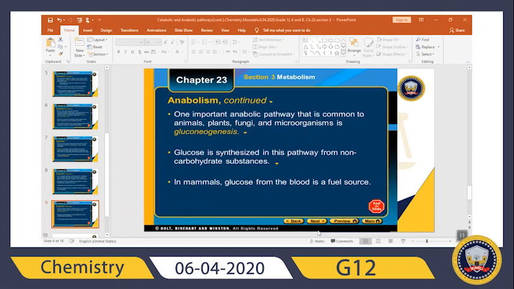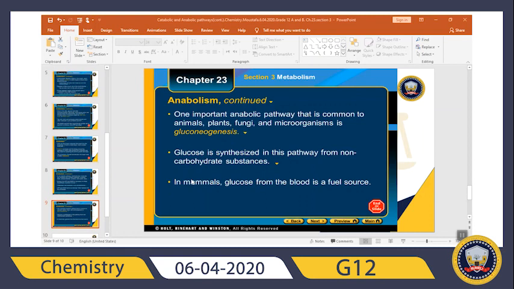Now guys, we finished our section, and I think, inshallah, this section is included in the third assessment. Our assessment will cover chapter 23, sections 1, 2, and 3. You are responsible for section 1, carbohydrates and lipids, section 2, amino acids and proteins, and section 3, metabolism.